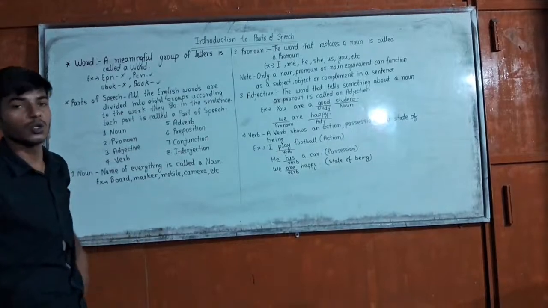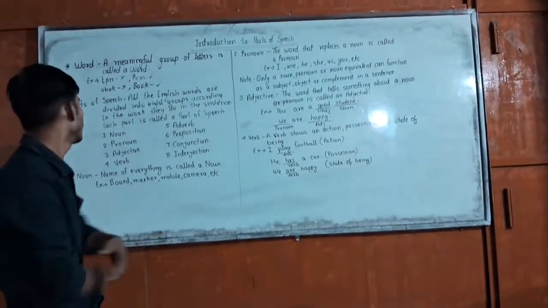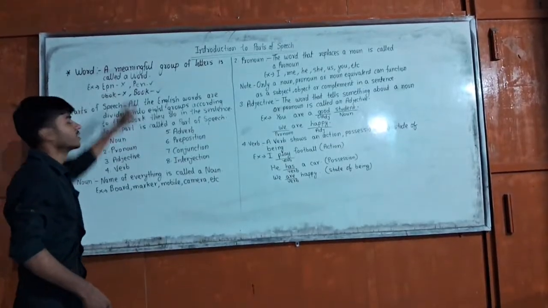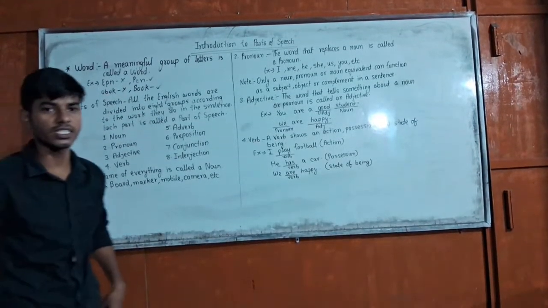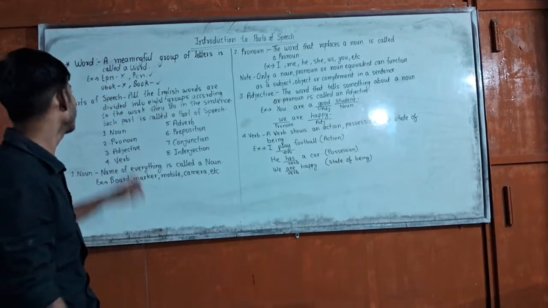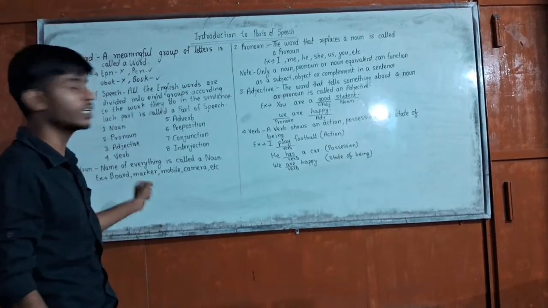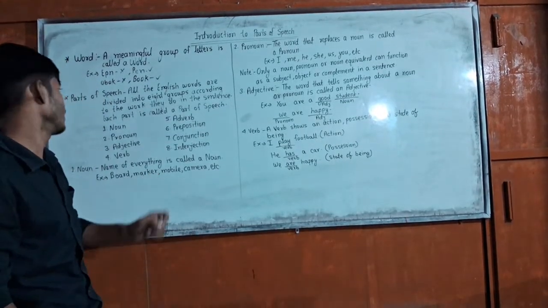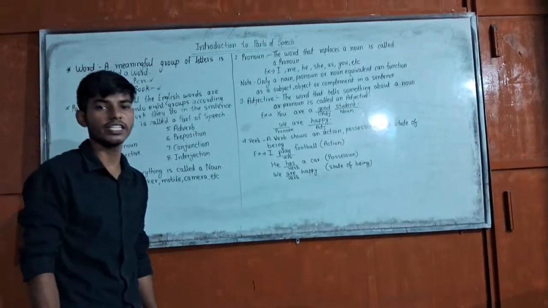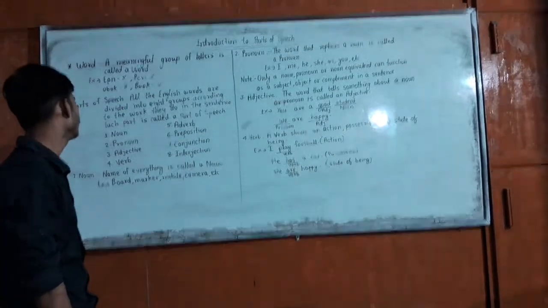A word is a meaningful group of letters. It's called a word. For example, here EPN. This is also a group of letters, but since it does not have a perfect, significant meaning, we will not count it as a word. But again, if I rearrange those letters in order, PEN, then it has a meaning. It is called pen and it means color. So it will be called a word.